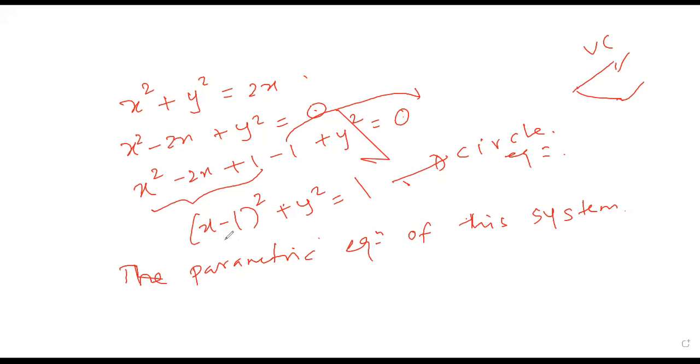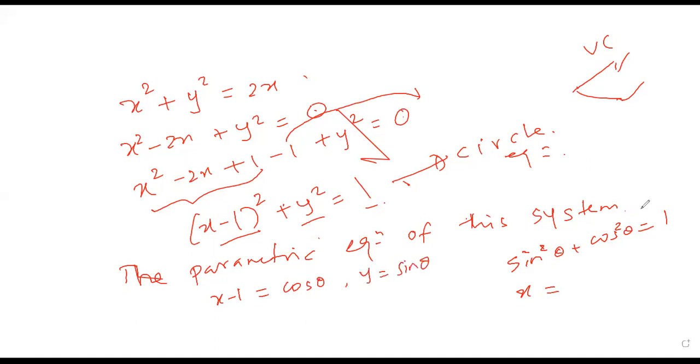So see here, this is kind of like the trigonometric identity: sine square theta plus cos square theta is equal to 1. So in that sense, if it is 1, you can take x like this. So like that you can equate this one. Let's take x minus 1 as cos theta, and y as sin theta.